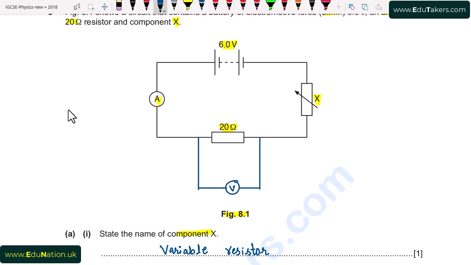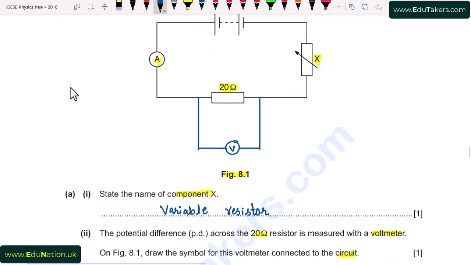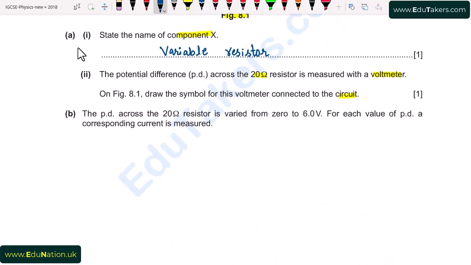So this voltmeter is used to measure the potential difference across the 20 ohm resistor because it is connected across the 20 ohm resistor. Part B. The potential difference across the 20 ohm resistor is varied from 0 to 6 volt. First of all, potential difference is 0 and then it increases and it becomes 6 volt.